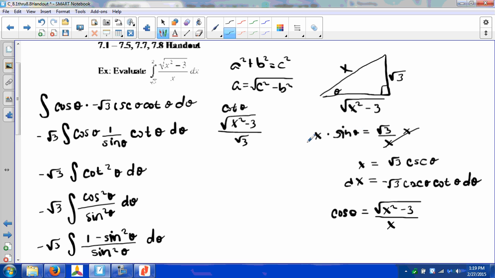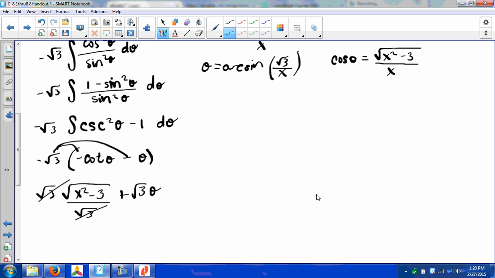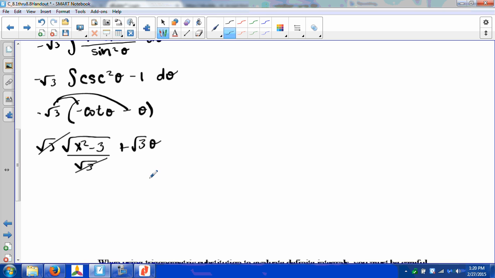So theta is just, before I did this x thing, I just left it here. So the sine of theta equals root 3 over x. So then theta is the arc sine of root 3 over x. Okay? So then I get the square root of x squared minus 3 plus root 3 arc sine of root 3 over x. Okay, and now I'm ready to do it.